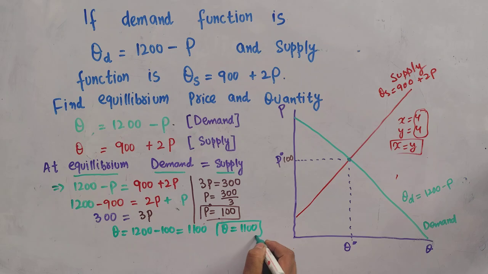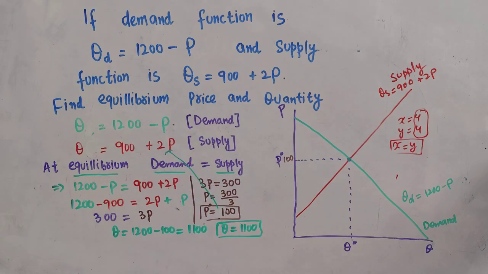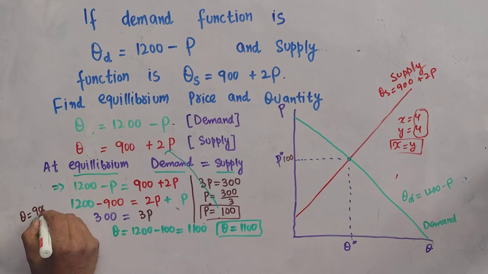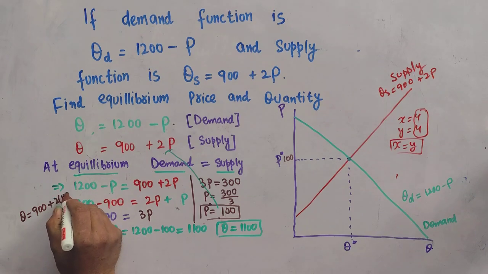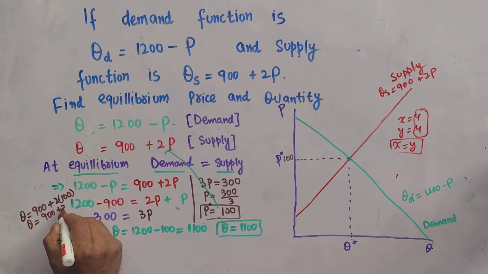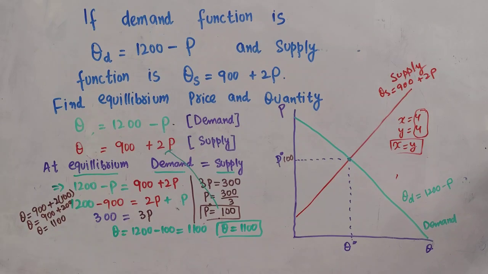You can check it by plugging into the supply function. Here we will get the same result, that is quantity supplied will also be equal to 1100. That is Q will be equal to 900 plus 2 times P. So 2 times the value of P, which is 100. Again here you can see Q will be equal to 900 plus 200, so Q will be equal to 1100. Okay, so equilibrium quantity demanded or supplied is 1100 in this case. I hope I make myself clear in this video.